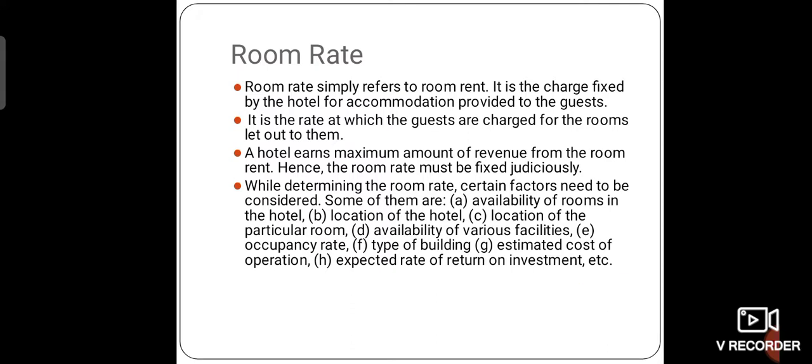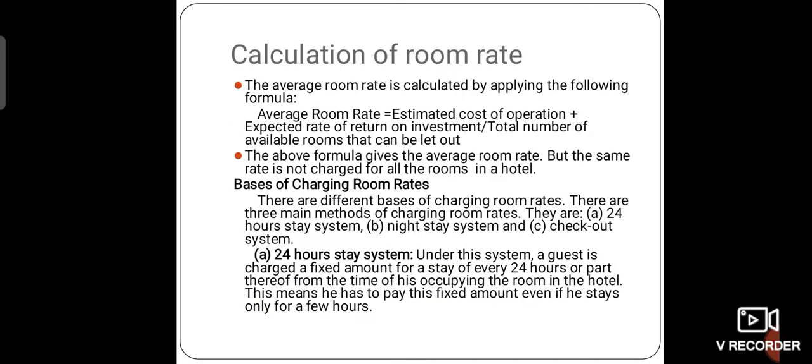Okay, so while preparing a room rent, we cannot fix simply just 1,000 or 2,000. It should be fixed depending upon the amenities provided in the room. Not only that, it should be set by referring to all these factors like availability of rooms in the hotel, how frequently rooms are available. Then location of the hotel is an important thing. Then location of the particular room, if it is located near a riverside, like that we can charge different rates for different rooms.